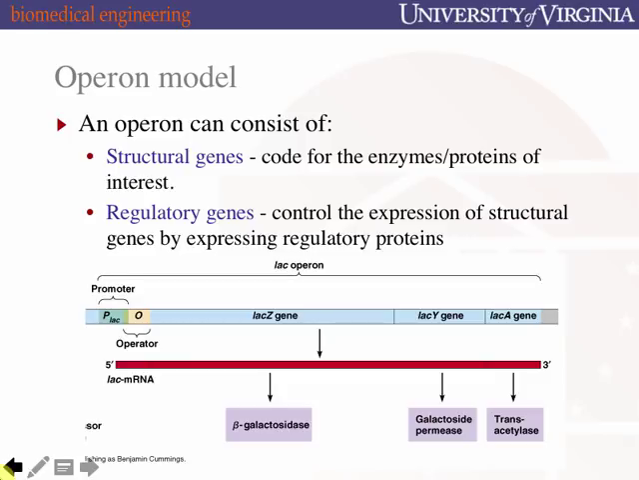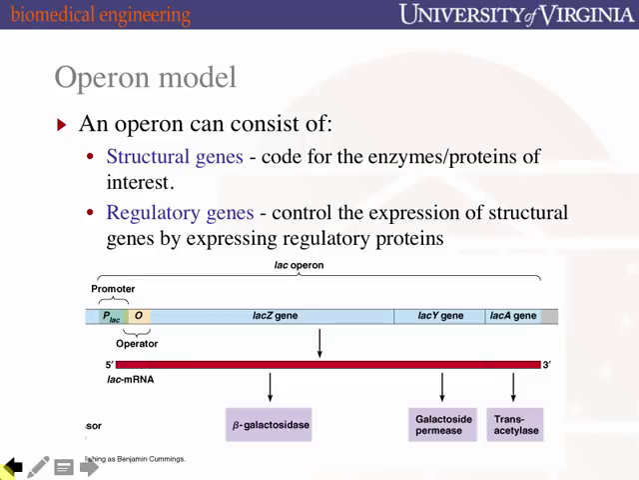Operons and the genes that are encoded within them can fall into different categories. We call structural genes the genes in one of these operons that are directly important for the function the operon is related to. For instance, the permease, the galactosidase. These are enzymes or transporters that are directly involved in the function of lactose metabolism.